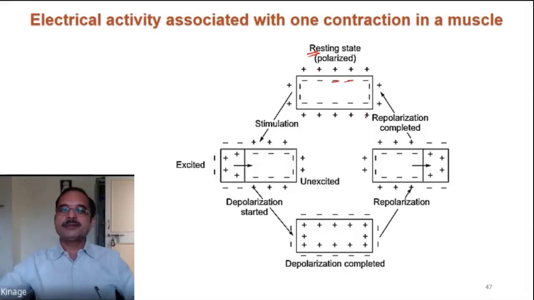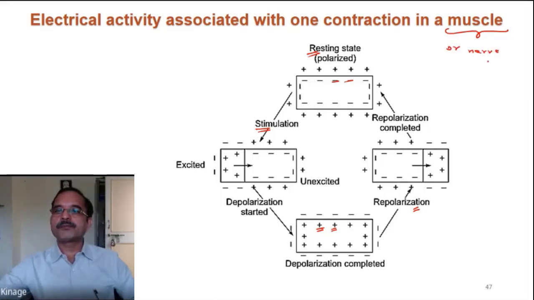Okay, inside is negative. Then it is stimulated. After stimulation, the negative charge starts decreasing, and once it is fully depolarized, the inside becomes positive, right? And again it is a state of repolarization. That is what we have seen in the previous diagram. So this is the complete cycle of electrical activity inside a muscle or nerve cell.